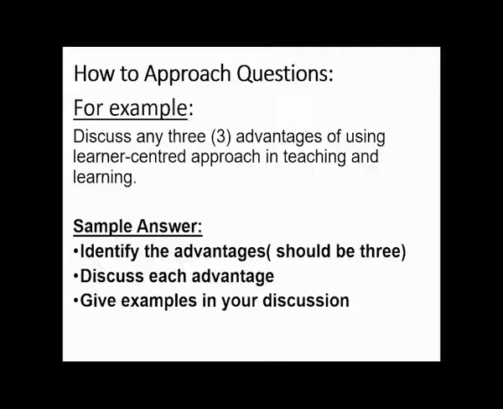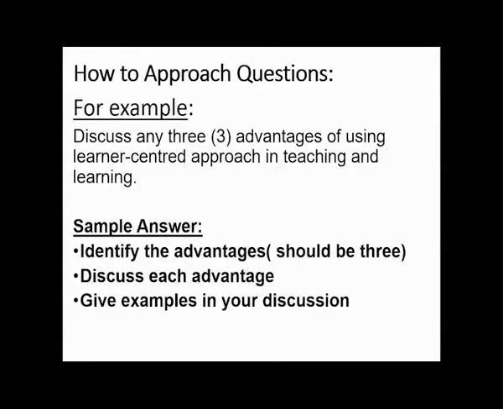Don't give me 10. Because students have one tendency. When a question is very simple and you ask for 3, they want to give you more. It will not give you extra marks. So don't think that if I ask you for 3 points, because it's a simple question, it's an opportunity for you to give 10 points. No. Stick to the number asked. So in this case, you identify the advantages, so there should be 3. Discuss each of the advantages. Give examples in your discussion. Then you can answer that question successfully.